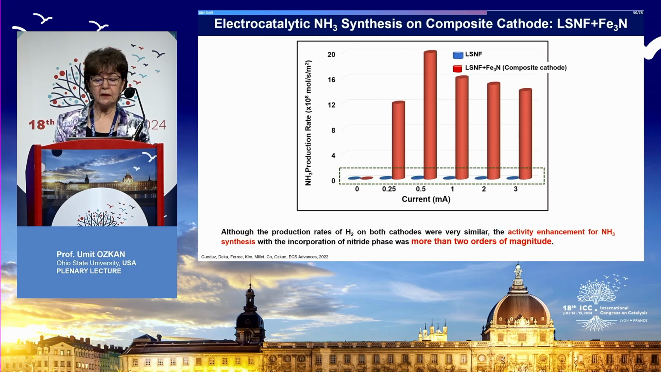Now, if we look at the electrocatalytic ammonia synthesis on this composite cathode, which is a physical mixture of LSNF and Fe3N, iron oxynitride, we see that we are making ammonia. At higher current values, the electrolysis of water really takes over, so there's some decline after that, but we're clearly making ammonia. And compared to the blue bars, which are almost negligible, we have made a 2 orders of magnitude improvement in the ammonia production rate.